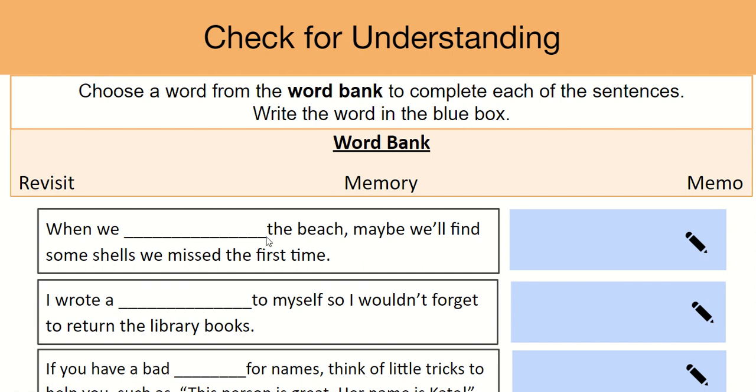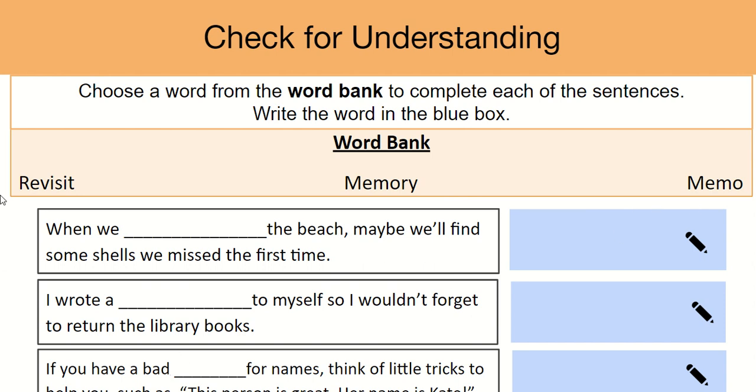When we blank the beach, maybe we'll find some seashells we missed the first time. So when we revisit the beach, when we memory the beach, when we memo the beach. Remember, the prefix re means to do again. Number 2, I wrote a blank to myself so I wouldn't forget to return the library books. So not forgetting, those are some context clues that are going to help you. What would you write to yourself so that you wouldn't forget something? A memory or a memo?